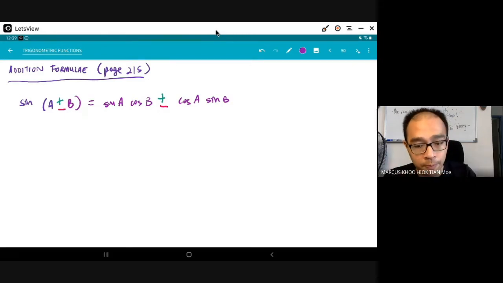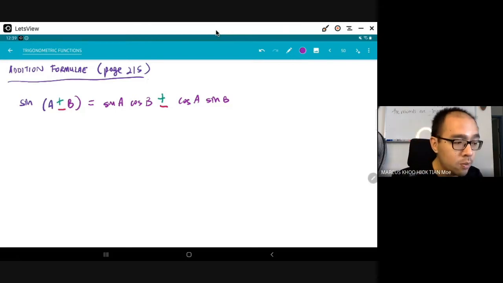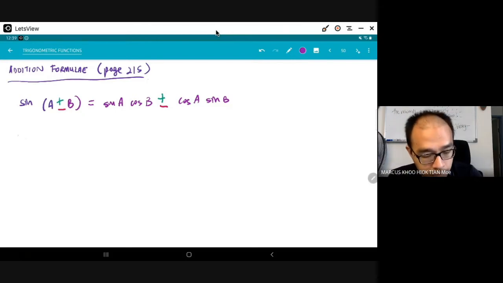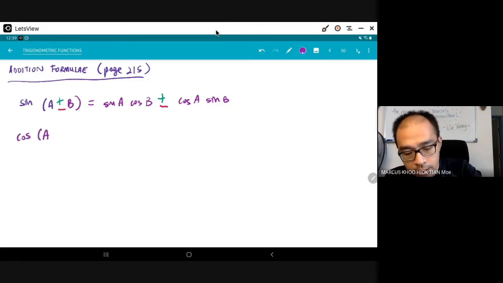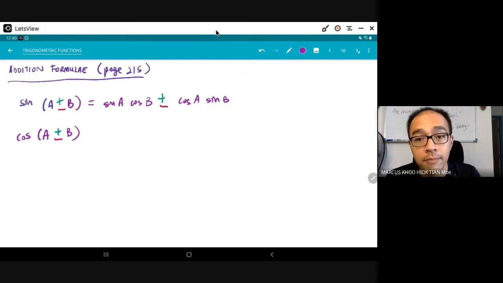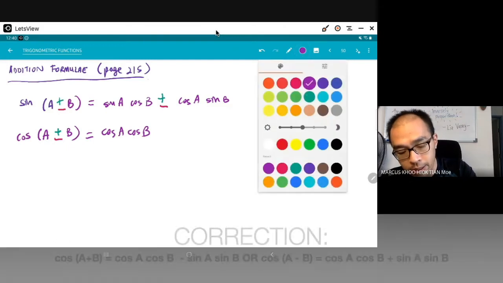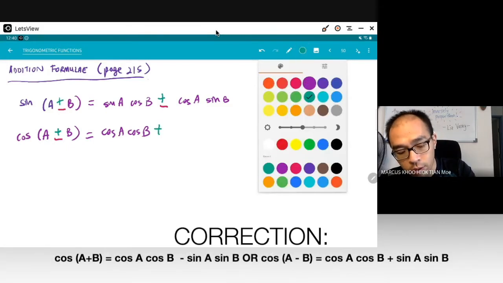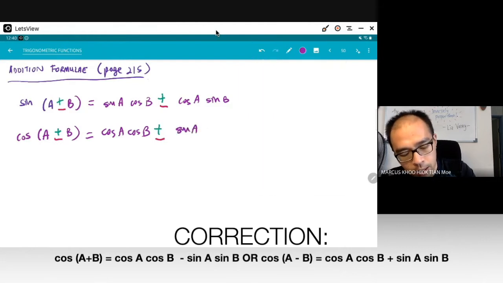Don't mix them up. The second one is cos A plus B. Same thing. I'm going to use plus for the green color, and minus for the red color. So cos A plus or minus B. But this one is a little bit easier. All cos and then all sine. So it will be cos A cos B, and then the same thing, either plus or minus depending on which route you want to take, and then sine A sine B.